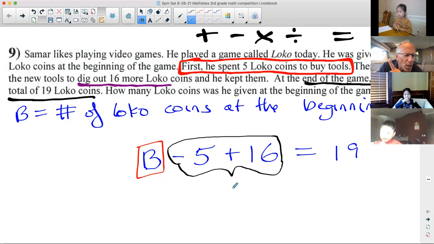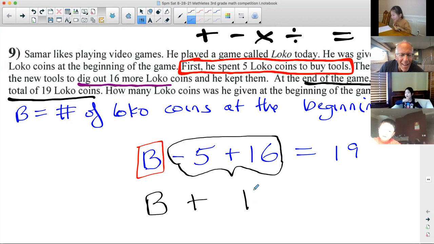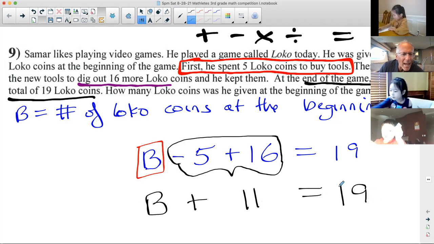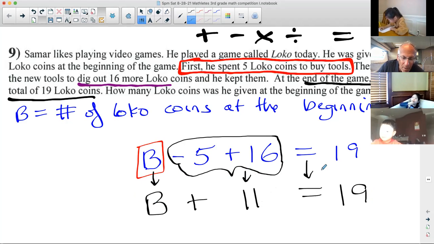Wait a minute. 16 minus 5. Everybody, what is 16 minus 5? 11. So B plus 11 equals 19. Everybody write that down. Write the B below the B. The 16 minus 5, you put the 11 under that, and the equal sign under the equal sign, the 19 under the 19.